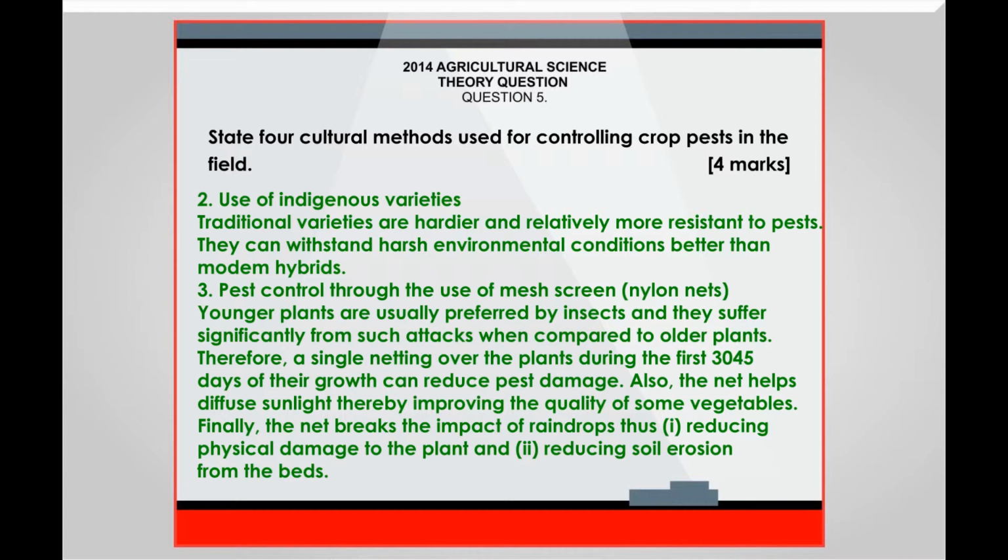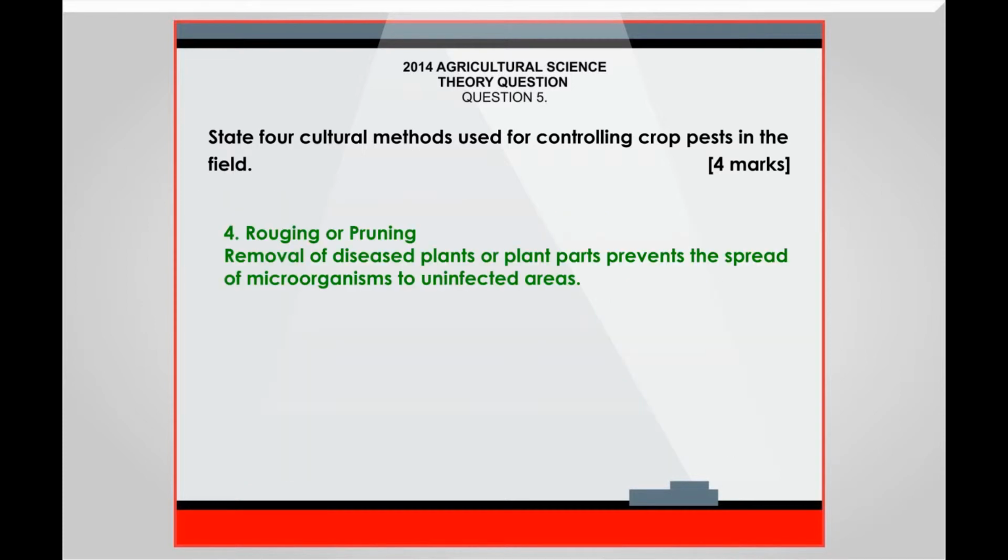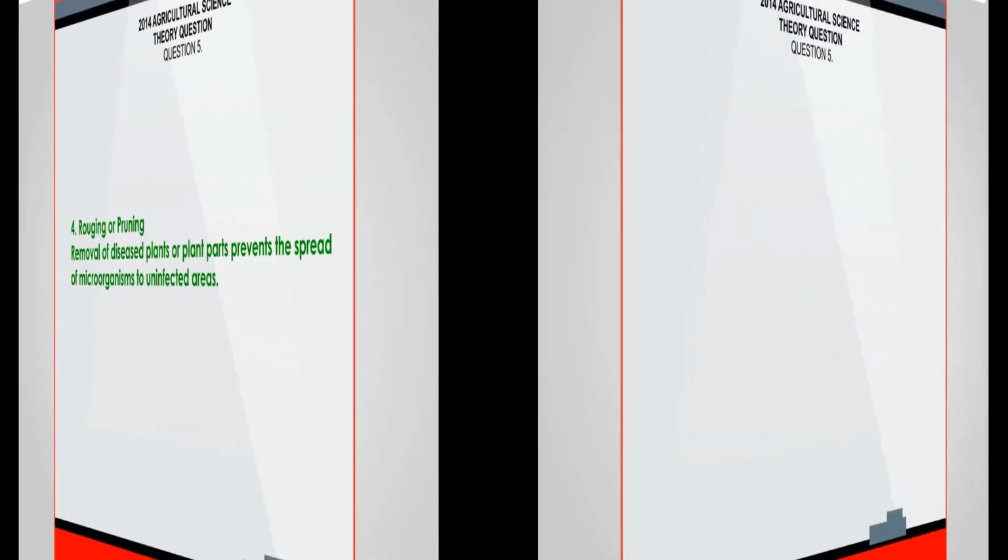Finally, the net breaks the impact of raindrops, thus 1. reducing physical damage to the plants, and 2. reducing soil erosion from the base. 4. Roughing or pruning. Removal of diseased plants or plant parts prevents the spread of microorganisms to unaffected areas.